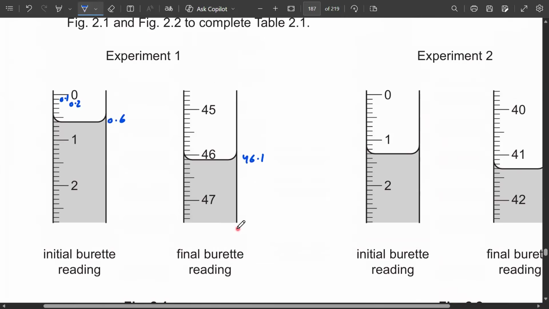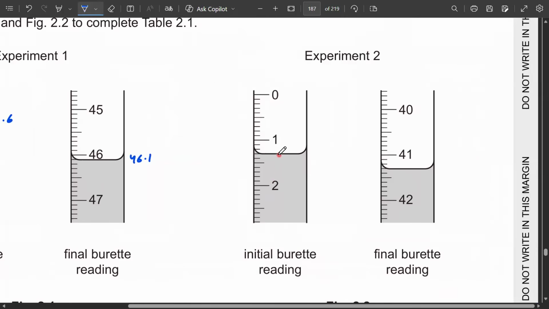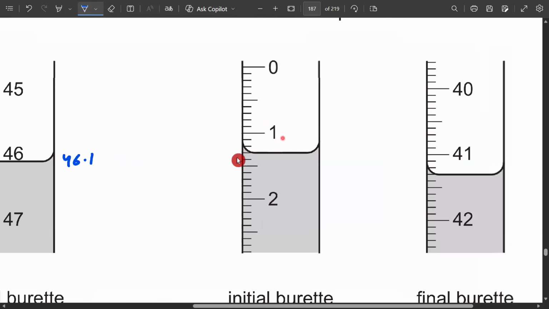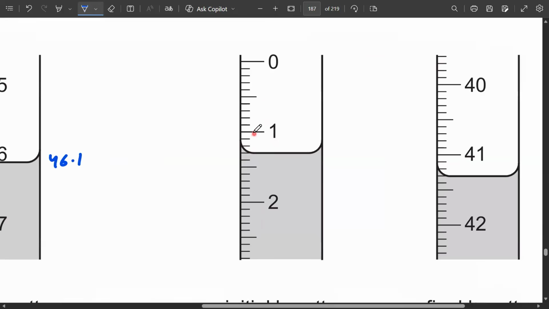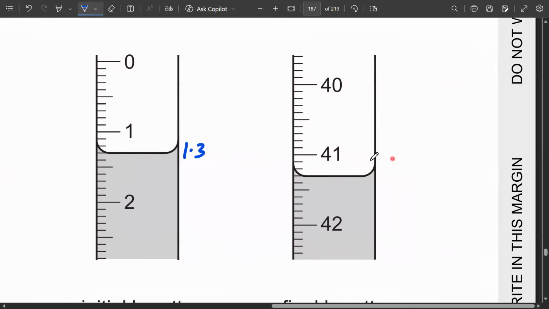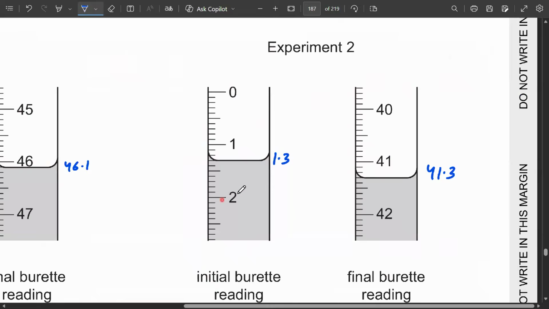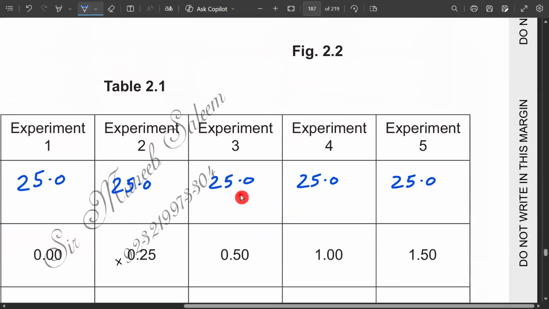Then for experiment number 2, initial value, this is 1.3 over here. And for final, it is 41.3. So 1.3 and 41.3.